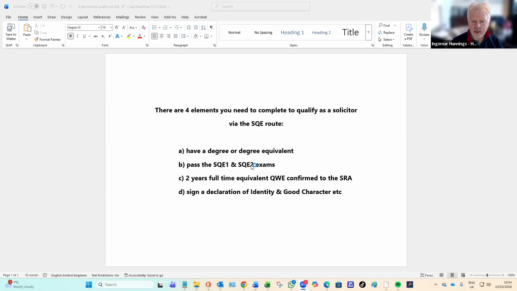The written part of the SQE2 and the SQE1, which is all written, can be sat in the Pearson VUE centres, which they have many of around the world, and I'm sure there will be some in the USA, so you won't have to travel to the UK for sitting those parts of the exams. But at the time of recording this, which is March 2026, the oral parts of the SQE2, you do still have to travel to England or Wales to sit.